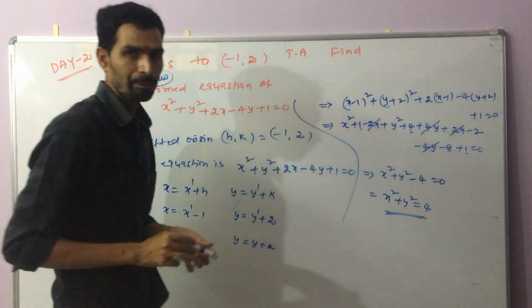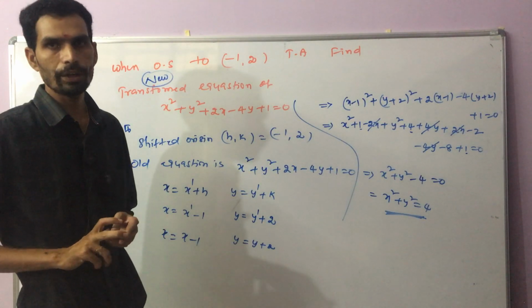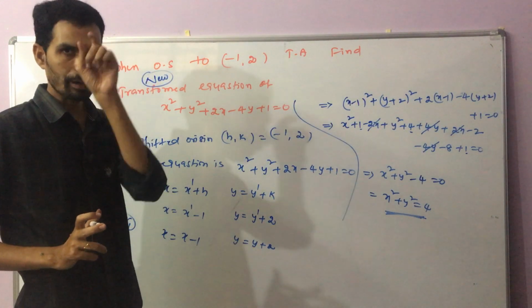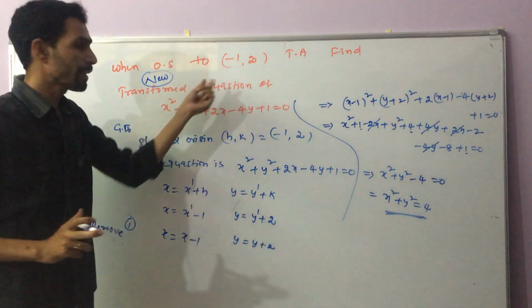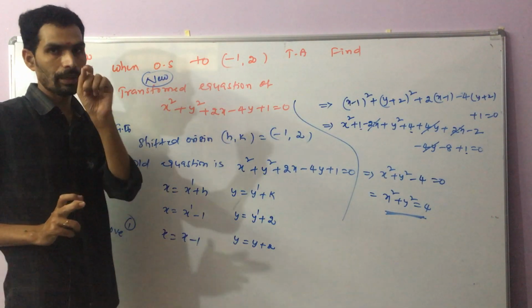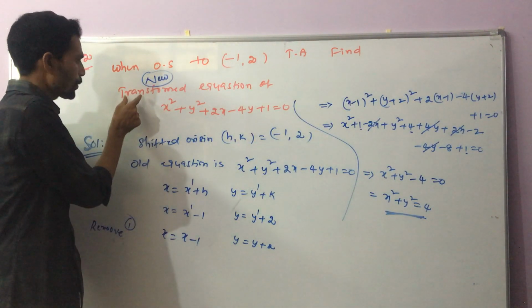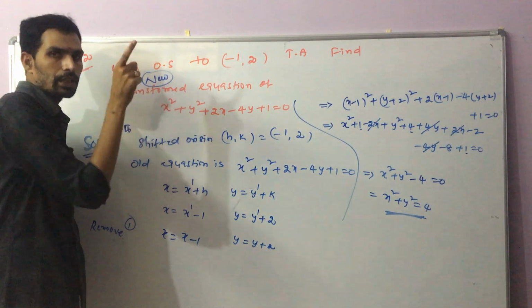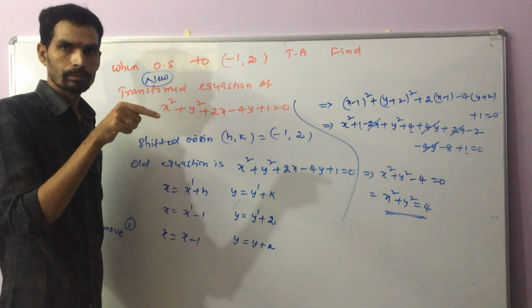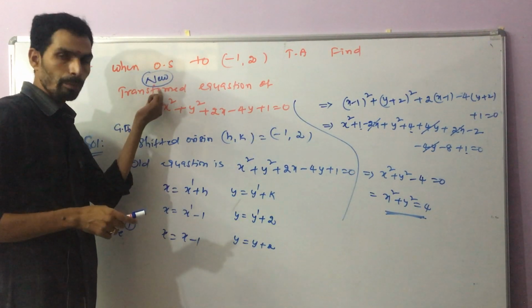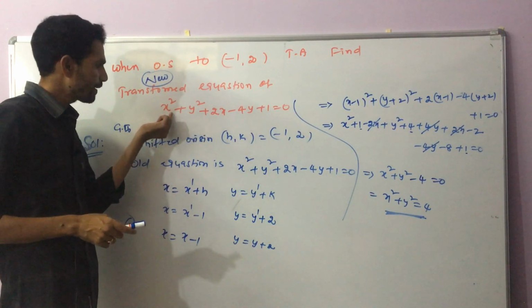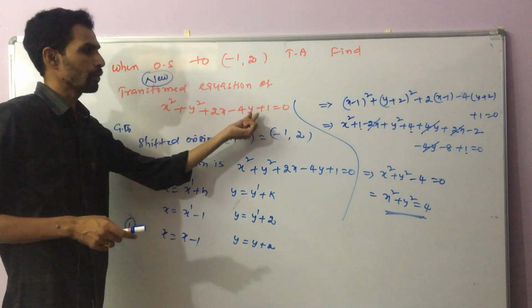Once again I will repeat. Previous problems just ask you to find only old and new, but now it is asking for a transformed equation. Once again I will explain clearly. What do you want? You want the transformed. Transformed means indirectly new. Given is the old, and old means x square plus y square plus 2x minus 4y equal to 0.